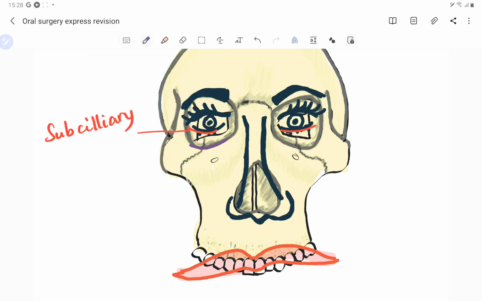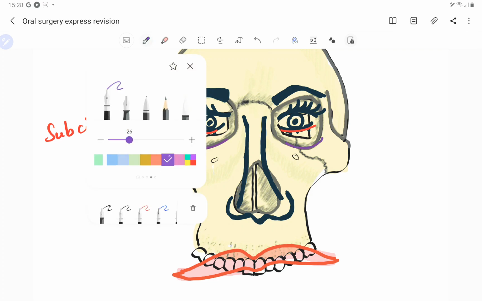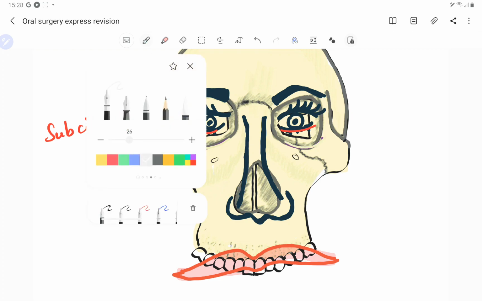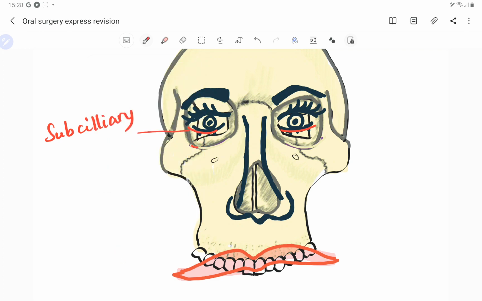So here, the infraorbital incision. I think you guys cannot see properly at this, that is also not differentiated. I think it's better that we use this red color. This one is our infraorbital incision. So it is to reach the lower orbital rim or the orbital floor.